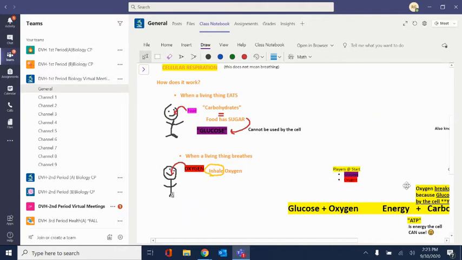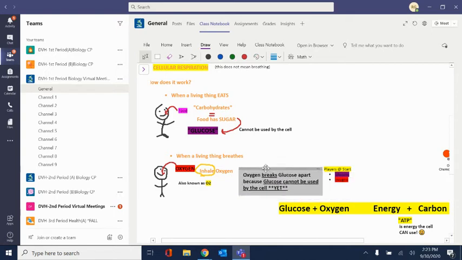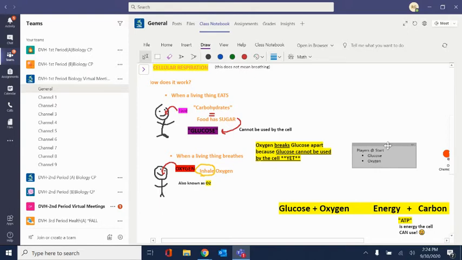Why is oxygen important? Well, oxygen, that is also known as O2, that's a vocab term. You need to know that. Oxygen breaks down glucose. So the two players, oxygen and glucose, are super important here because we eat food, and we can't use the energy from that food as glucose because glucose is too big. So we need oxygen to break glucose apart into smaller pieces.